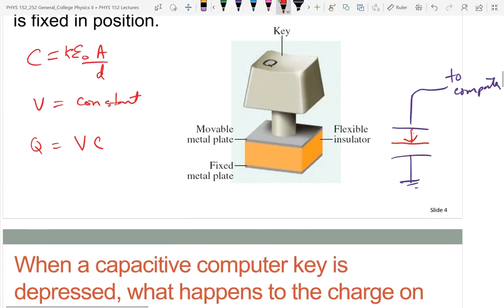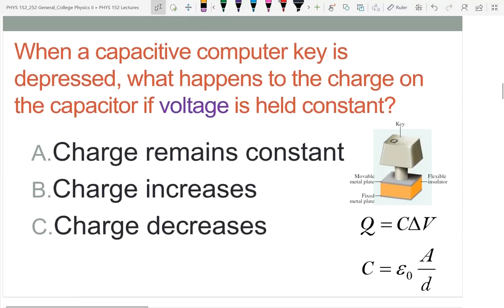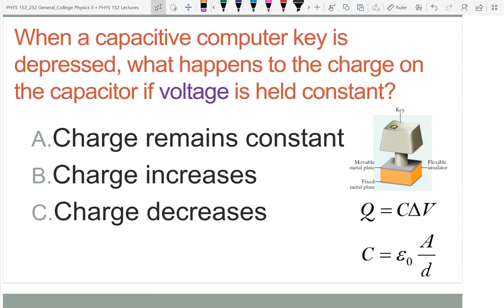Okay, so clicker question to see if you followed along. When a capacitive computer key is depressed, what happens to the charge in the capacitor if voltage is held constant?